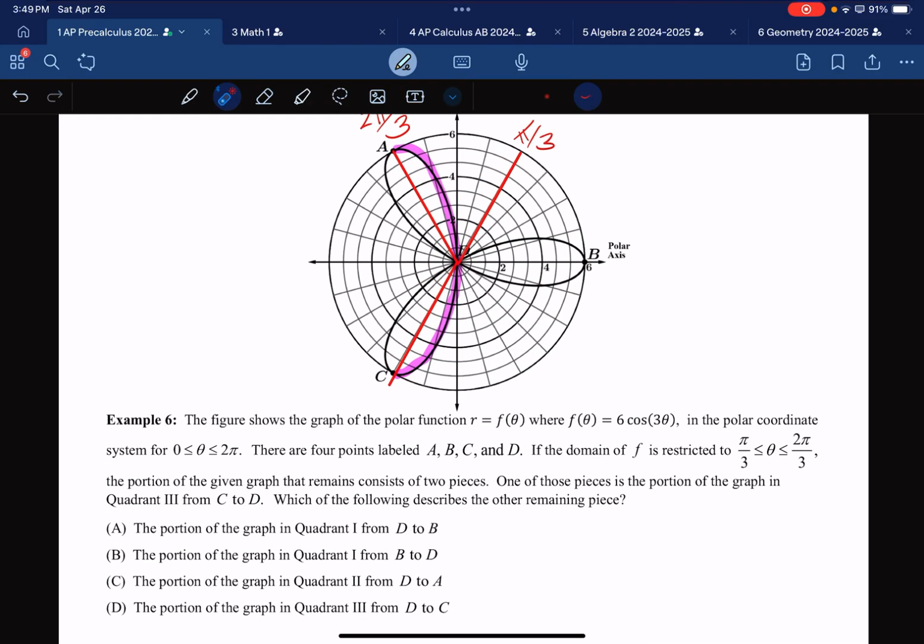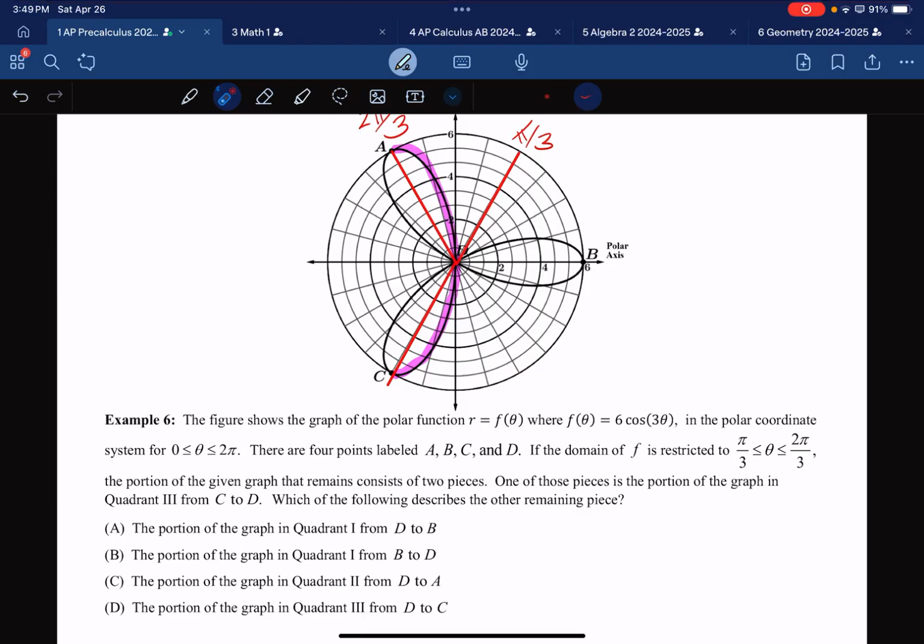Let's read the rest of the question. What are we asked to find? It says the portion of the graph consists of two pieces. Okay, one of those pieces is in quadrant 3, so it goes quadrant 1, quadrant 2, quadrant 3. So it's talking about this quadrant 3 from C to D. Well, C is here. D, I kind of wrote over it, but it's from C to D in quadrant 3, and it's not going from here to here. It's going from here to here, because I can see where I've highlighted.